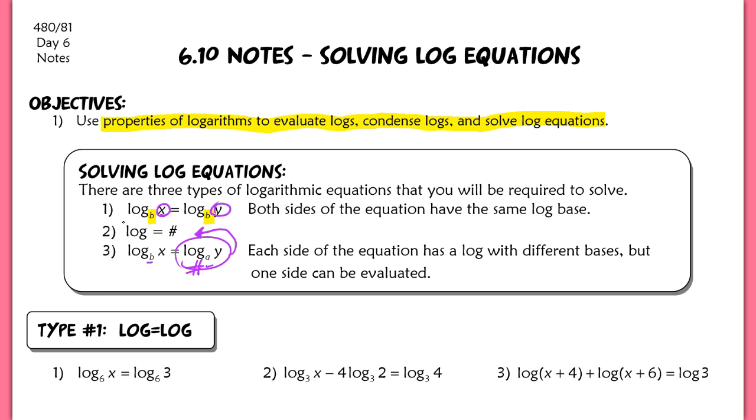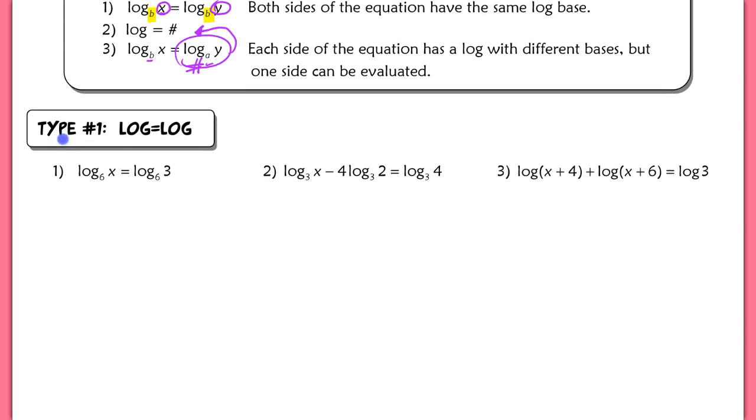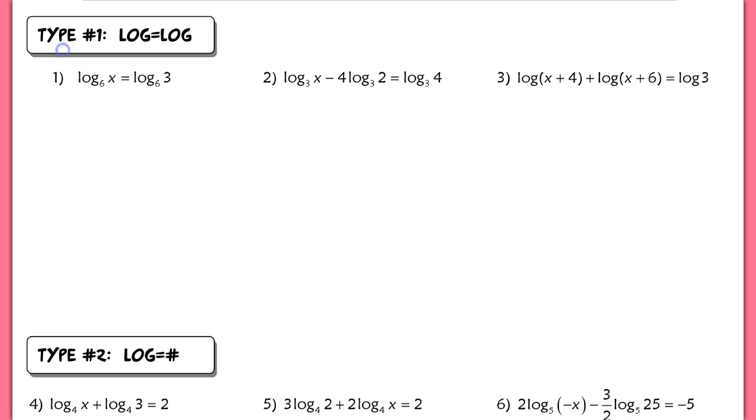Okay, so let's begin with the first type of log equations, where we have the same base on both sides. Our first example here is meant to be very, very straightforward. We have log base 6 of x equaling log base 6 of 3. Because our logs have the same base on both sides, we can equate our arguments. So x will equal 3, and that's as far as you have to go, because you've got x by itself.